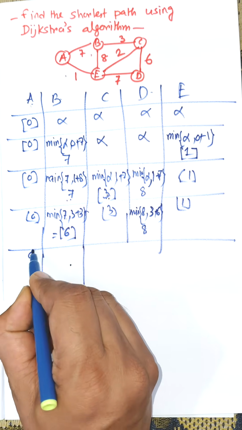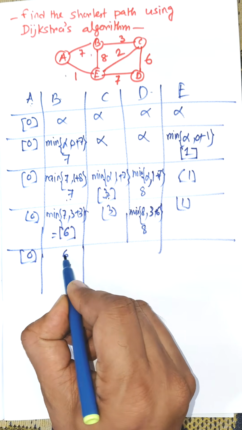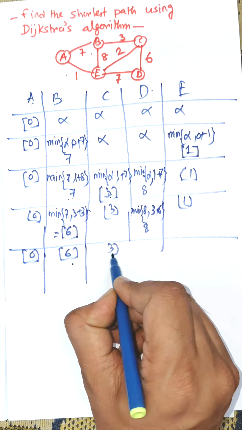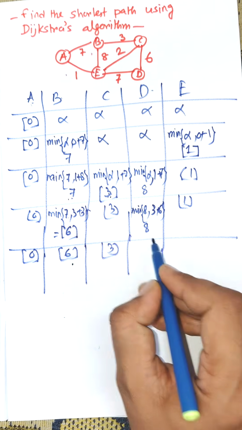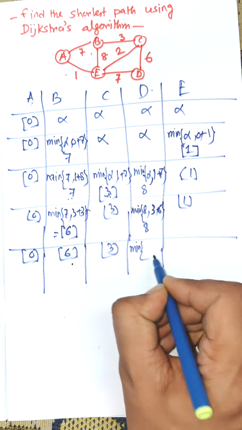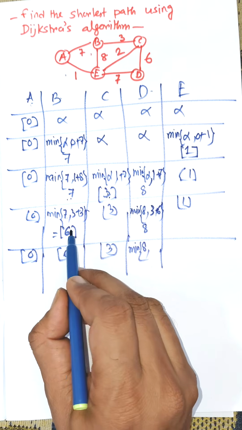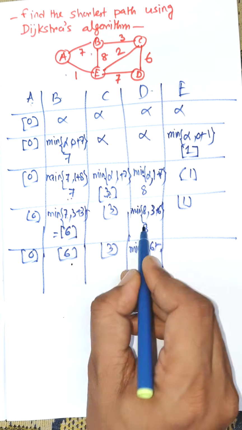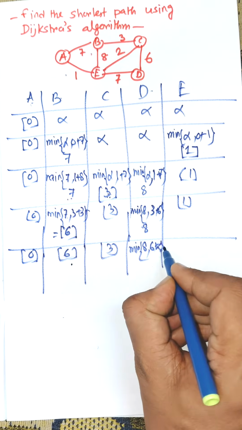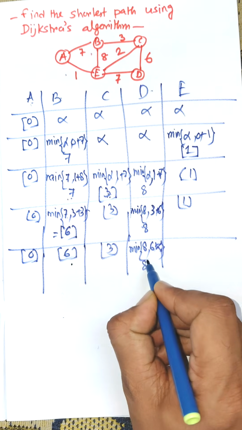Now next one is 0 is minimum permanent, 6 is permanent, and 3 is permanent. Last one is 8. So minimum is old value 8, 6 plus B to D. B to D is nothing. So that is 8. Minimum is 8, and 8 is permanent.